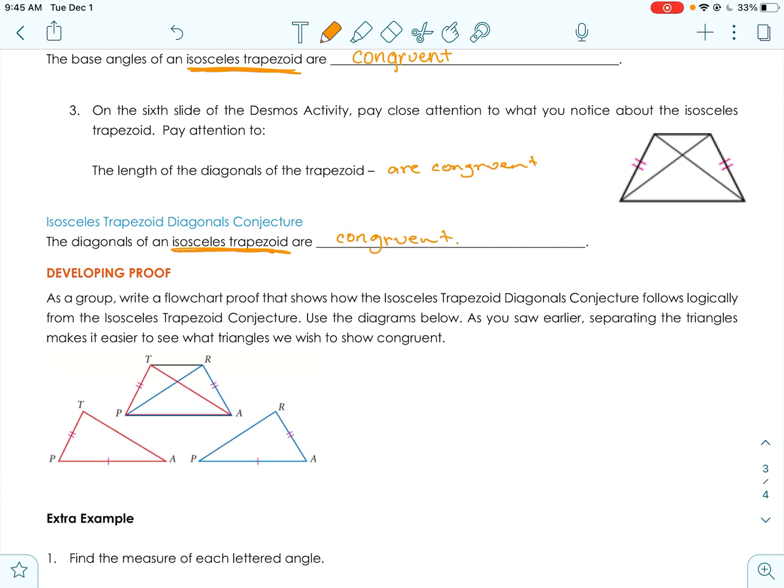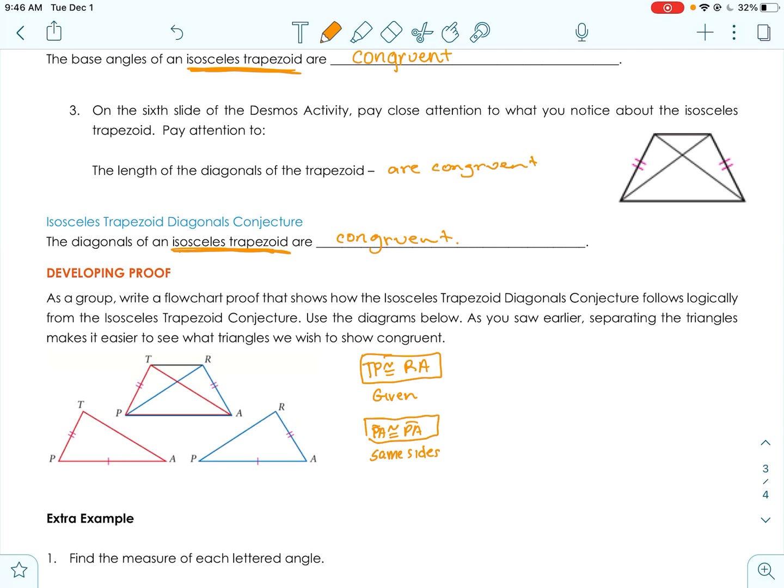So the first thing that we can do is say we know TP is congruent to RA. We know that because that is given to us. We also know that PA is congruent to PA, and we know that because those are the same sides.